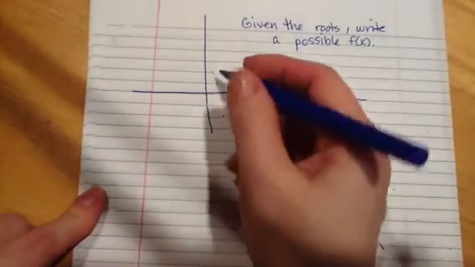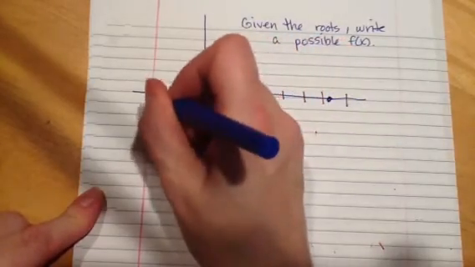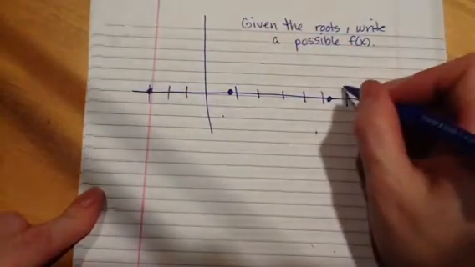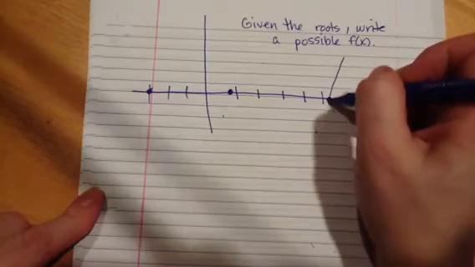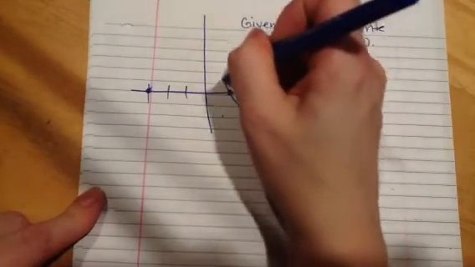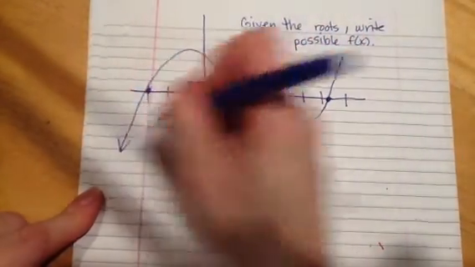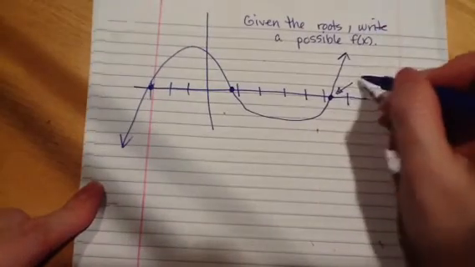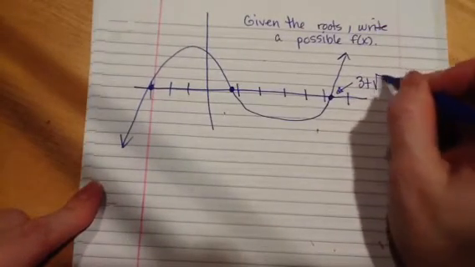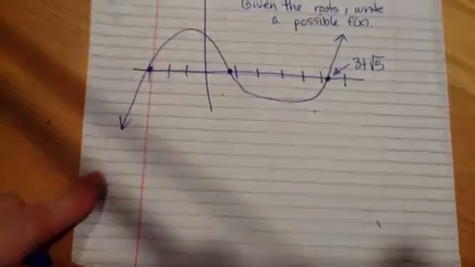One here, one here, and this one, I'm going to label that one as 3 plus the square root of 5. Okay.